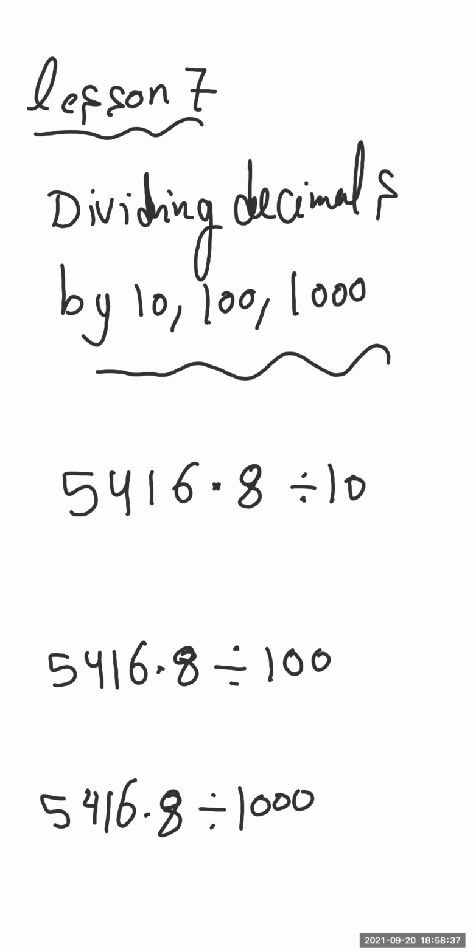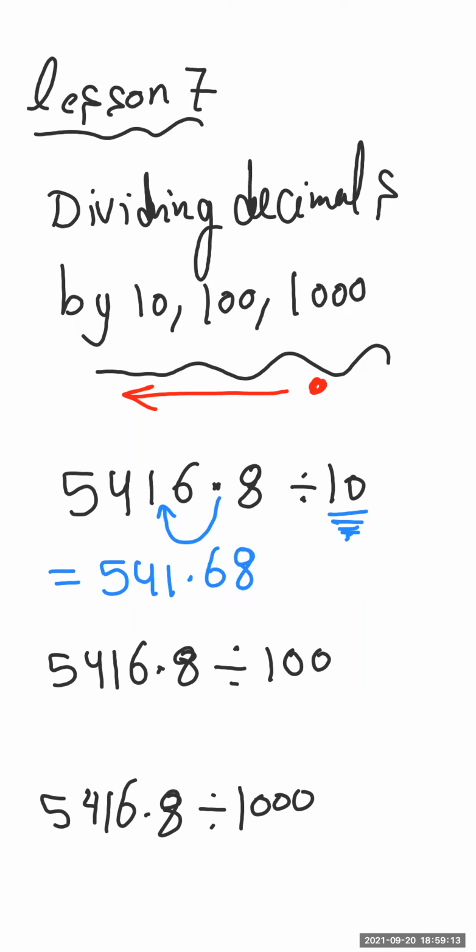So guys, dividing a decimal number by 10 or 100 or 1000 means the decimal point will move to the left. So here, the first one, divide the decimal number by 10. How many decimal places do we have here? 1. So 10 means the decimal point will move to the left 1 place. So this will equal 541.68.